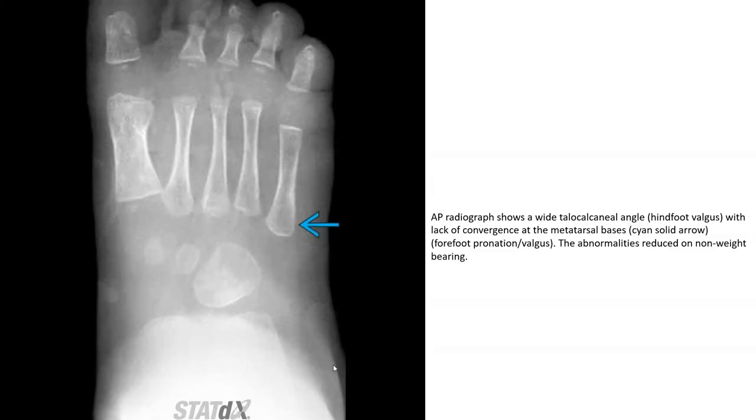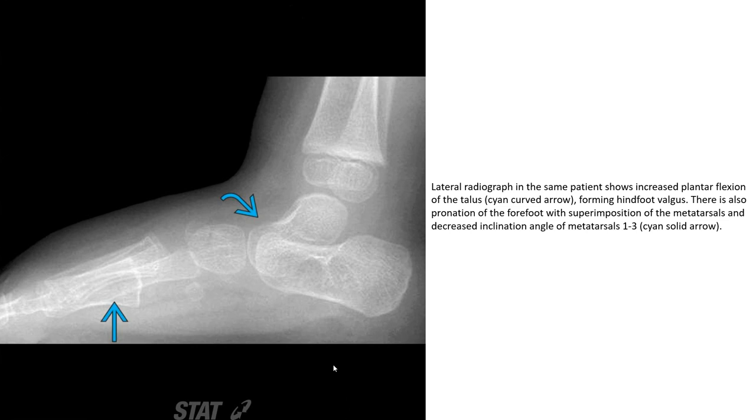AP radiograph shows a wide talocalcaneal angle, hindfoot valgus, with lack of convergence at the metatarsal bases. The abnormality is reduced on non-weight-bearing. Lateral radiograph in the same patient shows increased plantar flexion of the talus, forming hindfoot valgus. This also shows pronation of the forefoot with superimposition of the metatarsals and decreased inclination angle of metatarsals 1 and 3.